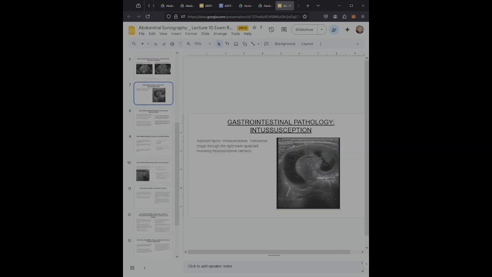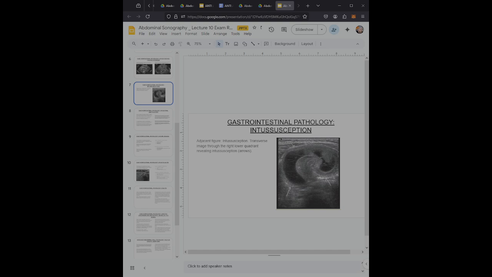Intussusception. The most common type of intussusception is the ileocolic intussusception, and it occurs within the right lower quadrant at the level of the ileocecal valve. Graded compression should be used to evaluate the patient with clinical findings. Intussusception will appear as a target mass in the transverse plane or as a pseudokidney in the longitudinal plane. It will have alternating rings of echogenicity representing the edematous bowel wall.